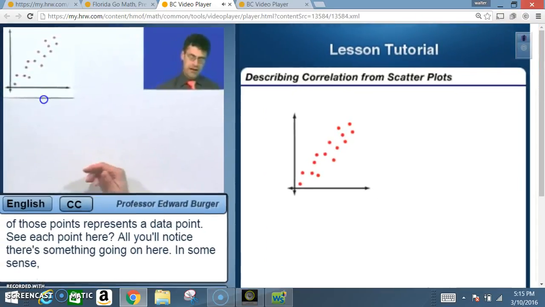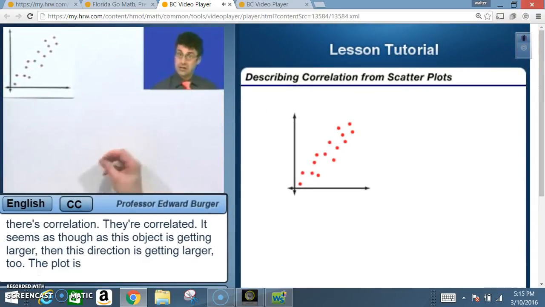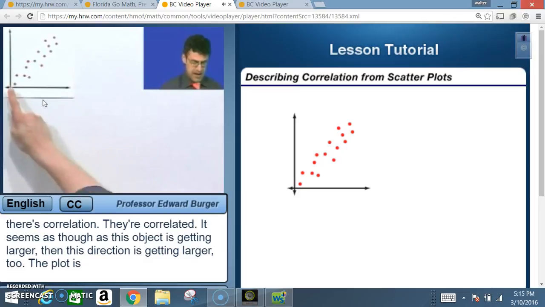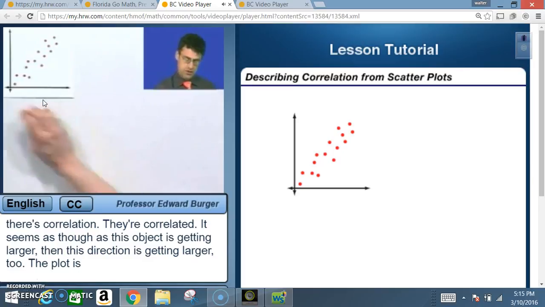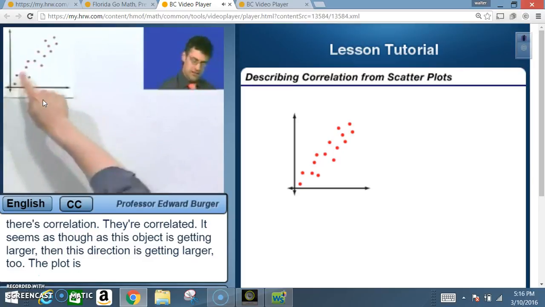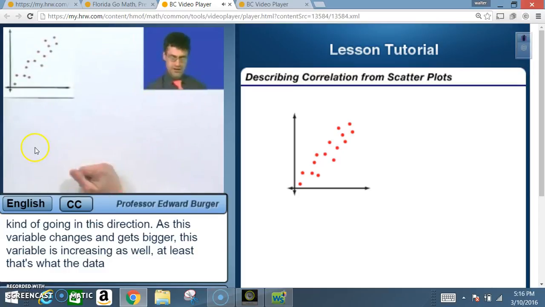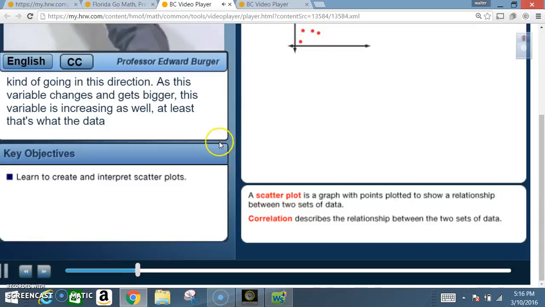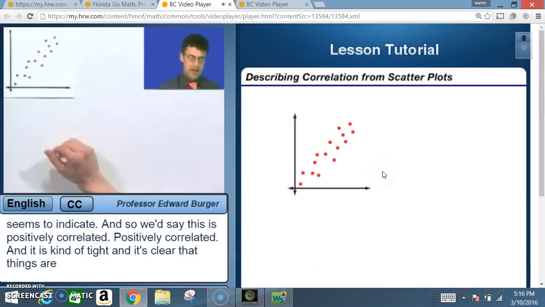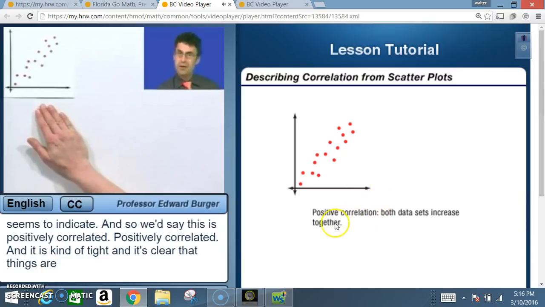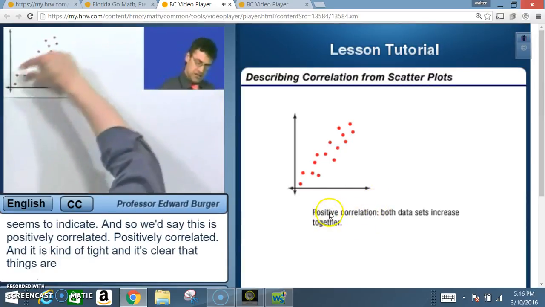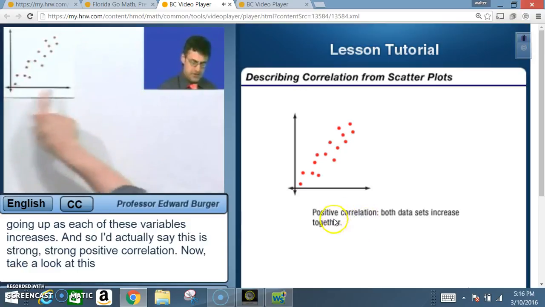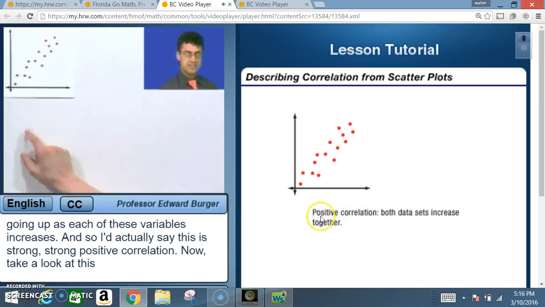And you'll notice that there's something going on here. In some sense, there's correlation. They're correlated. It seems as though as this object is getting larger, then this direction is getting larger too. The plot is going in this direction. So as this variable changes and gets bigger, this variable is increasing as well. At least that's what the data seems to indicate. And so we say that this is positively correlated. It is kind of tight, and it's clear that things are going up as each of these variables increases. So I'd say this is a strong positive correlation.